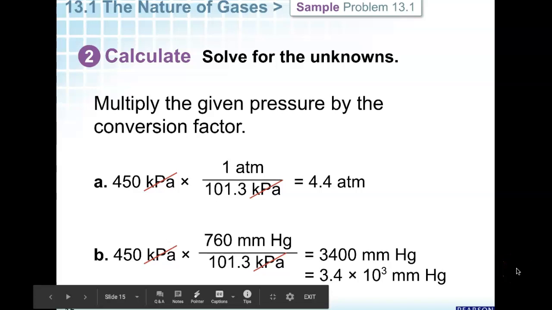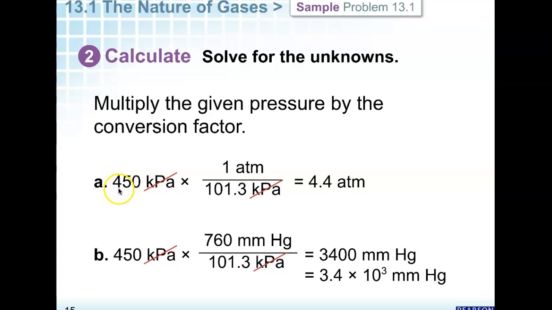So here's how the math actually looks. I've got my 450 kPa. I write down the number and the unit. I always write down on the other side my ATM, what I'm looking for. This unit will go on the bottom, and I'll say, yes, I know ATM to kPa. I know there's 1 ATM for every 101.3 kPa. And then you'll just take this, divide by this to get your answer.